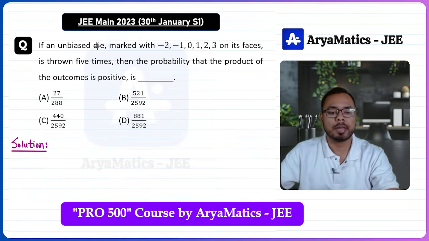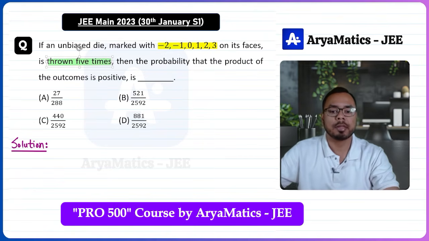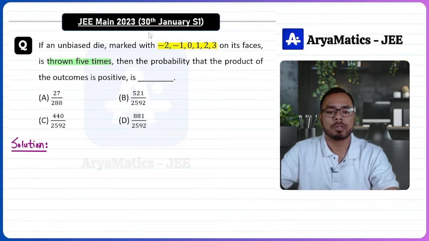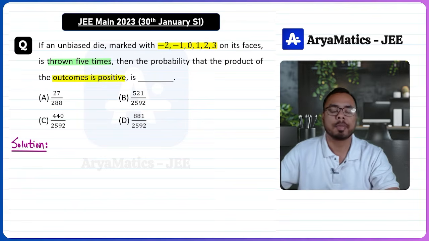An unbiased die, meaning the chance of getting each face is the same, marked with -2, -1, 0, 1, 2, 3 on different faces, is thrown 5 times. We have to find the probability that the product of the outcomes is a positive number. So this is a problem where we have to find in how many different ways we can make the product of 5 numbers from here positive.